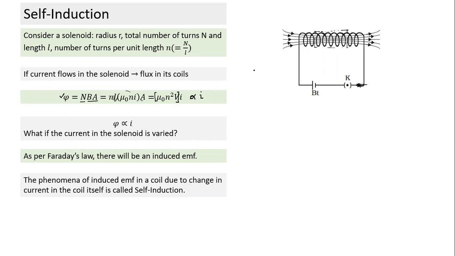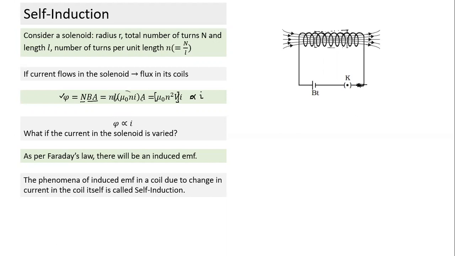And this phenomenon is called self-induction. What is causing induced EMF in a coil? Due to change in the current in the coil itself. So as the current in the coil varies, it induces EMF in the same coil.